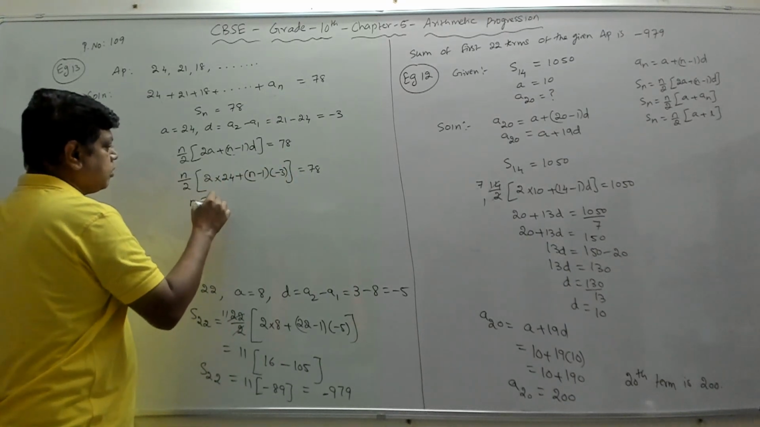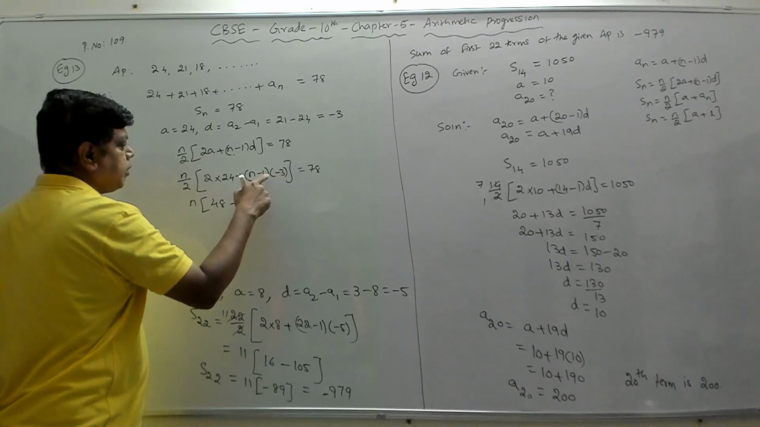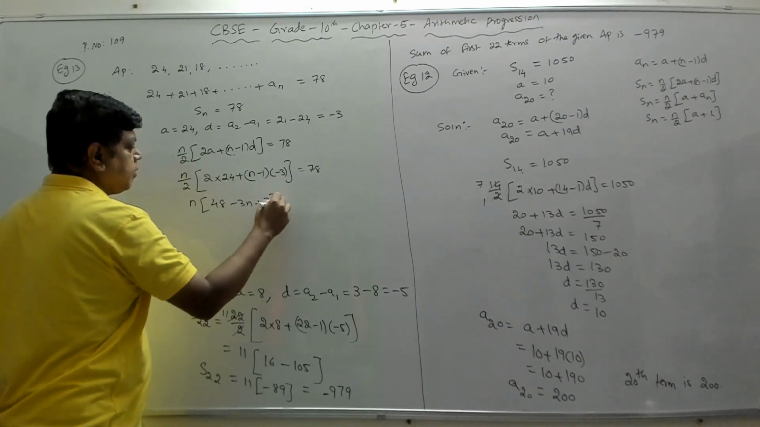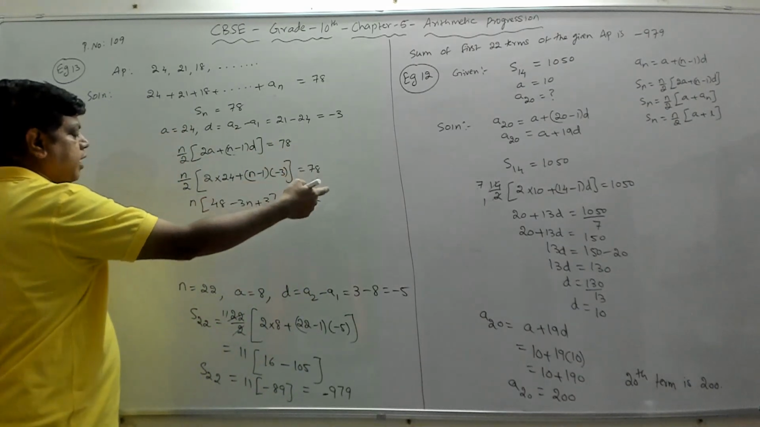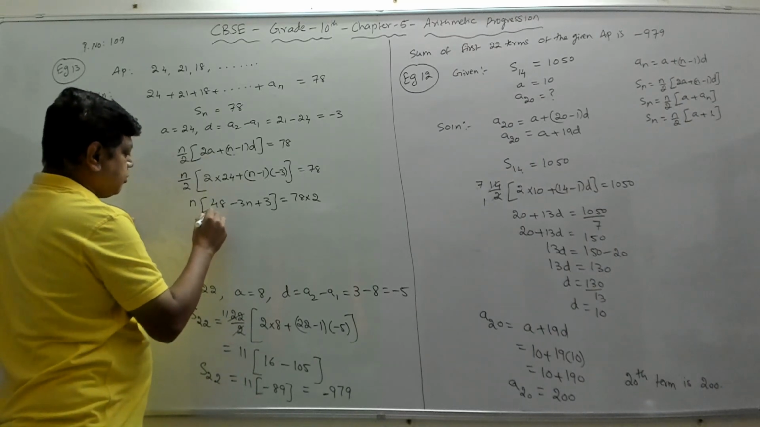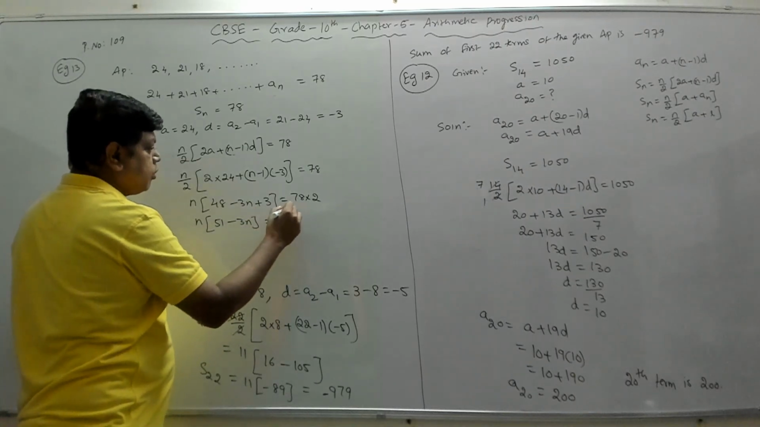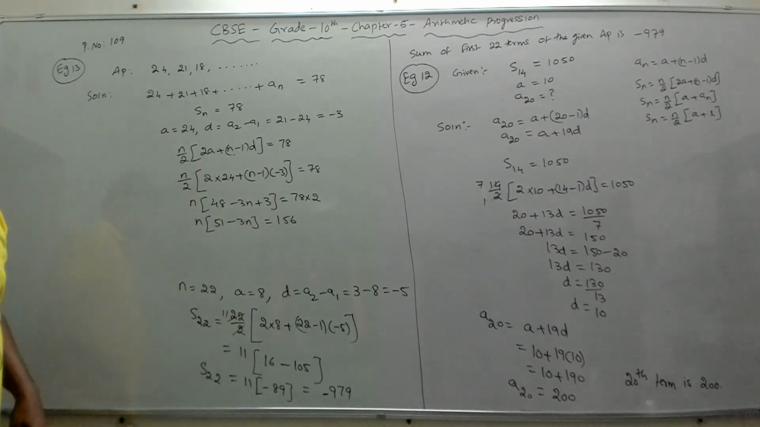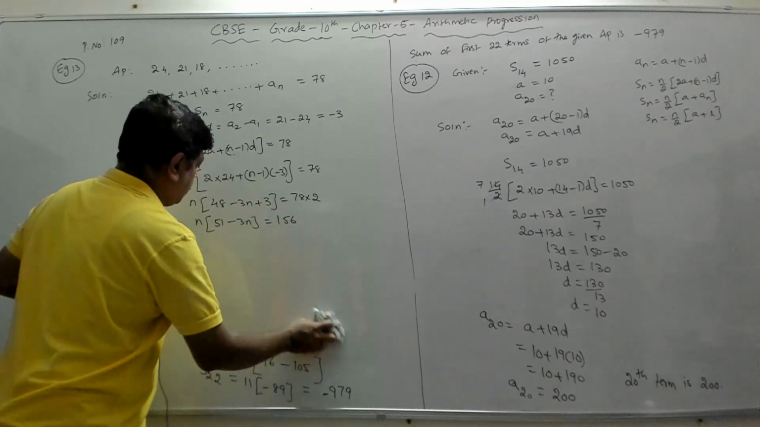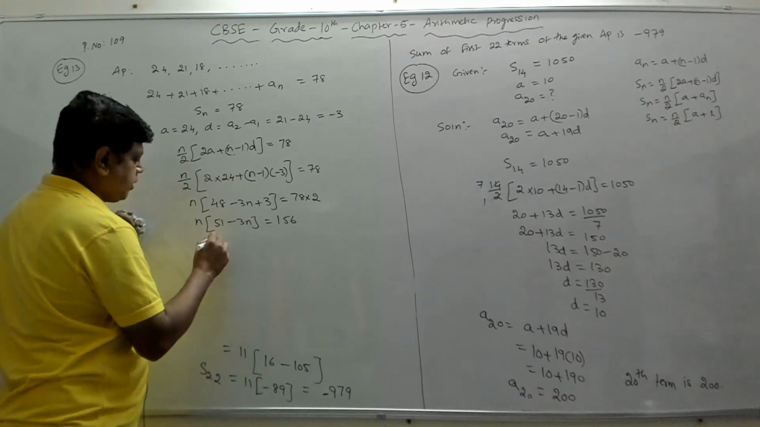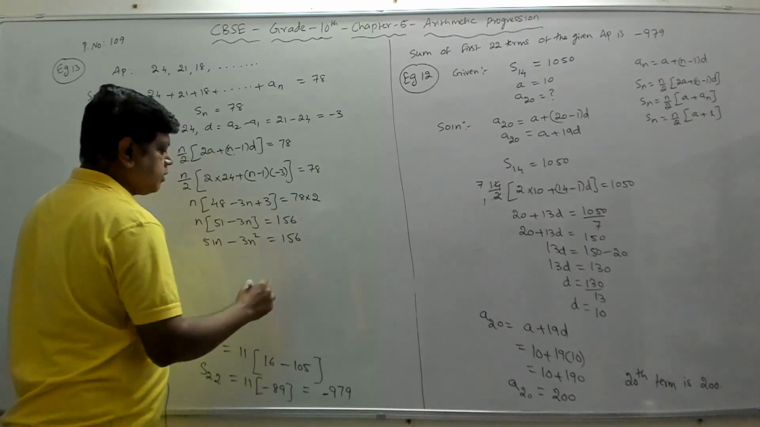So you get n into 2 into 24 is 48, minus 3 into n is minus 3n, minus 3 into minus 1 is plus 3, equal to, this 2 will go this side. So 78 into 2. The 2 goes to the right side, to the numerator. So that is n into 48 plus 3 is 51, minus 3n, equal to 156. 78 times 2. Now if you simplify this, you get 51n minus 3n square equal to 156.